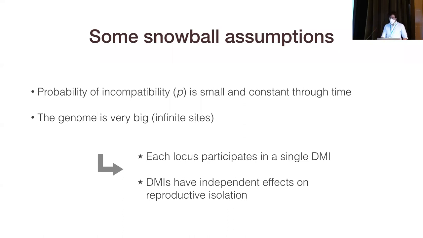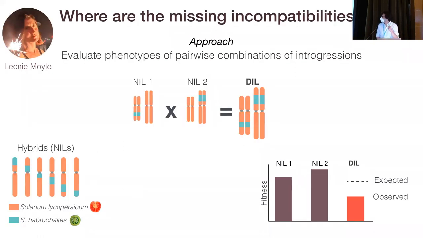Anyway, with this question in mind of where the missing incompatibilities are, we collaborated with Leonie Moyle, shown here threatening me with a sparkler, and went back to the hybrids and took an empirical approach to this question of where the incompatibilities are. So we wanted to evaluate the phenotypes of pairwise combinations of introgressions. We used a library of NILs, shown in your bottom left there.